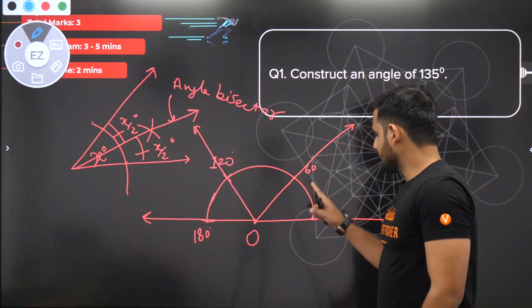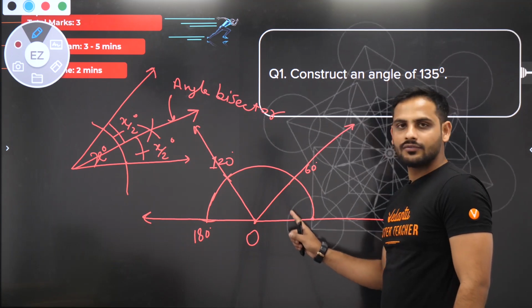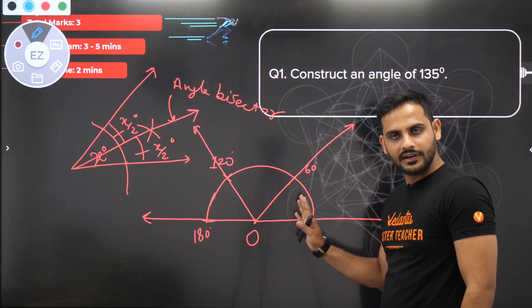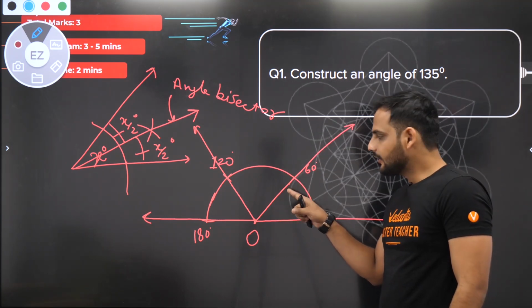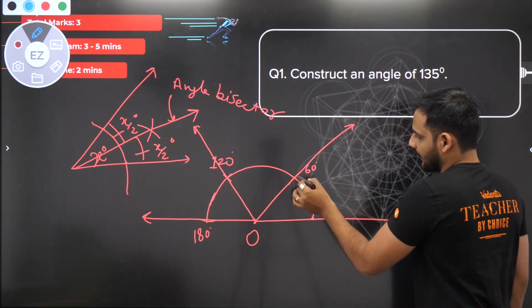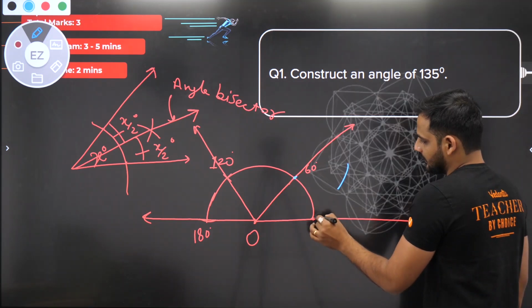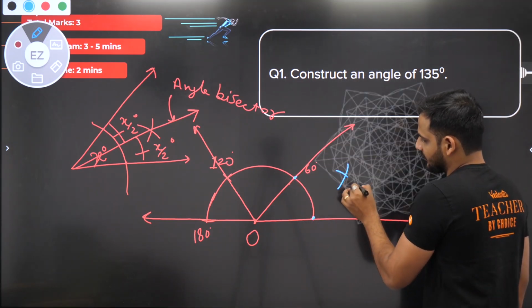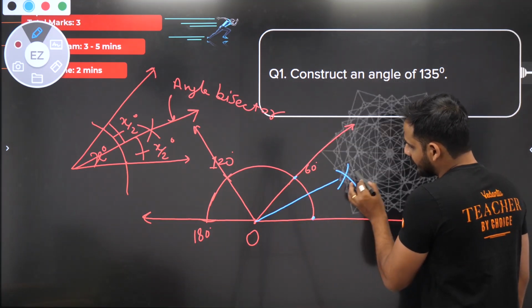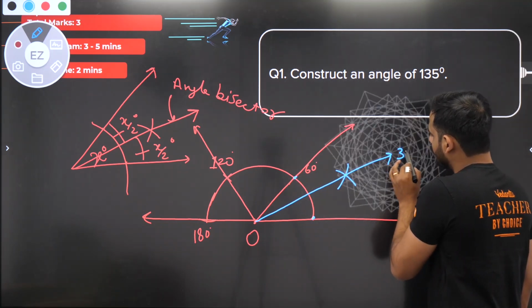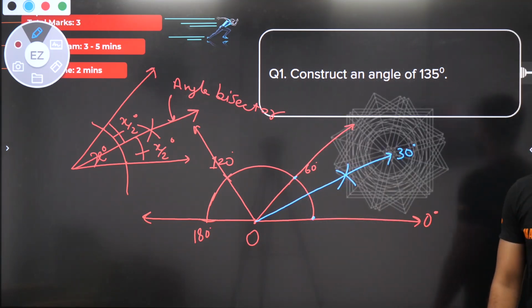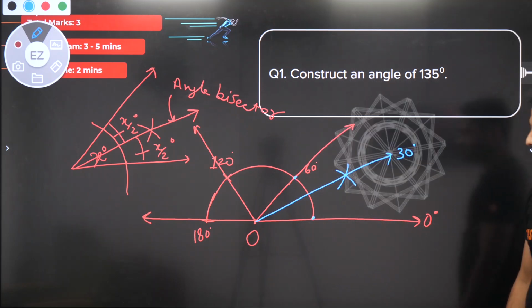Now between 0 and 60, from here to here, this angle is what? 60 degrees. So if I draw an angle bisector of this angle, keeping the tip of the compass here, make one cut here, and keeping the tip of the compass here, make one cut here. So this line will give you your angle of 30 degrees.